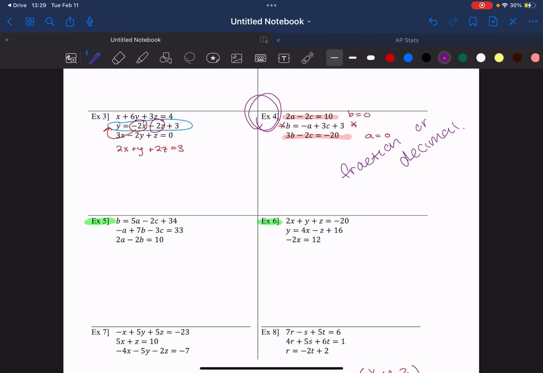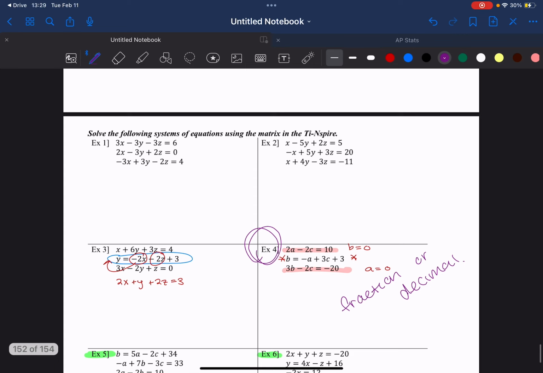What I want to see is your matrix. So convert this into a matrix. Then I want to see the reduced row echelon matrix from your calculator. And then I want to see the answer as a point, x, y, z.